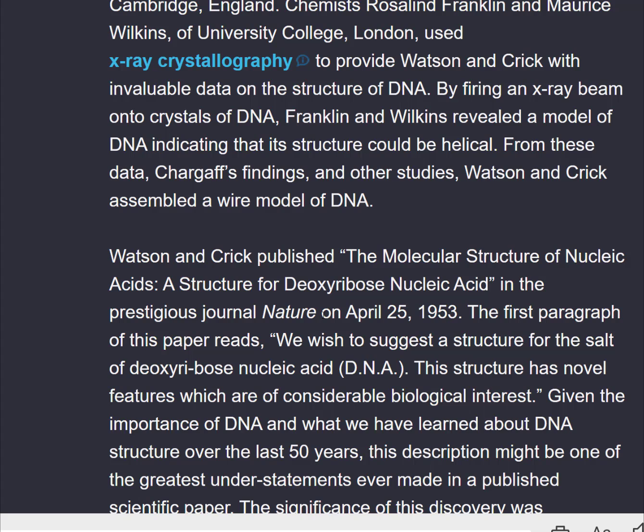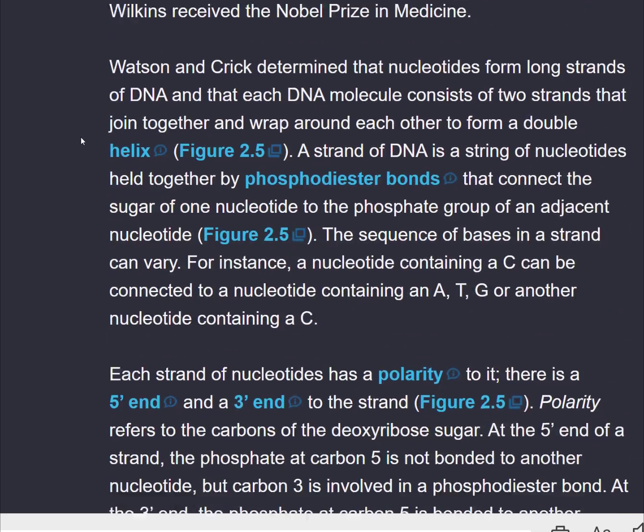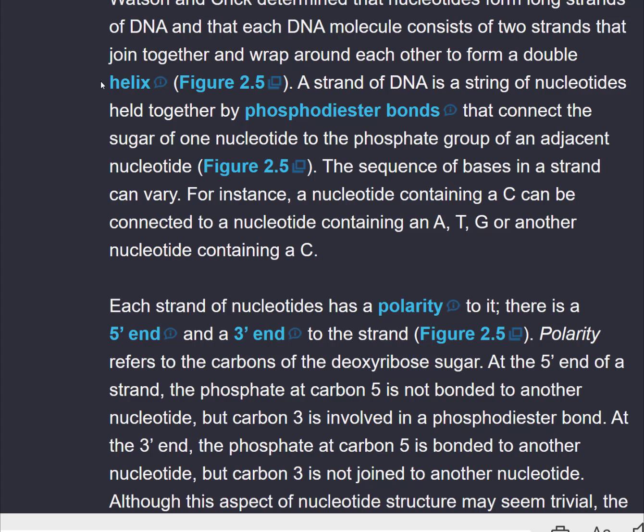I have X-ray crystallography, fast X-ray analysis of protein structure by using algorithms and data analysis. Next will be helix. Helix is one of two secondary structures of proteins.